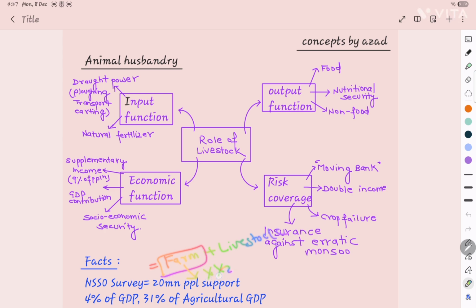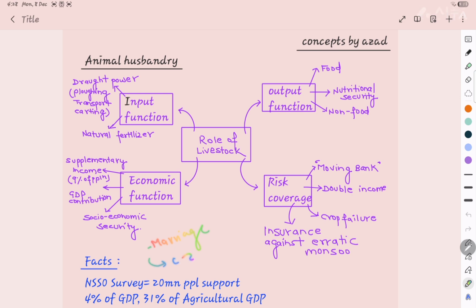Okay, and for fisheries we have a blue revolution. You don't need to remember it, but you have to know about it. The second fact is first in buffalo production, second in cattle and goat, third in sheep. Livestock wealth has a more equitable distribution than land. It is said that 47% of people have 67% of cattle.